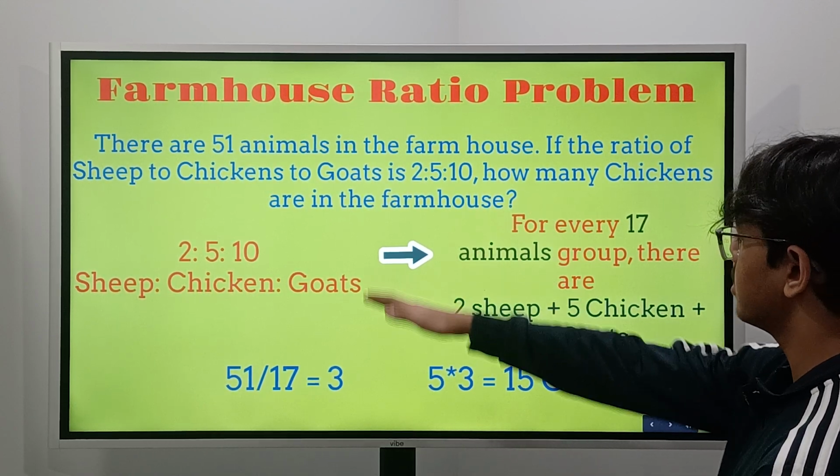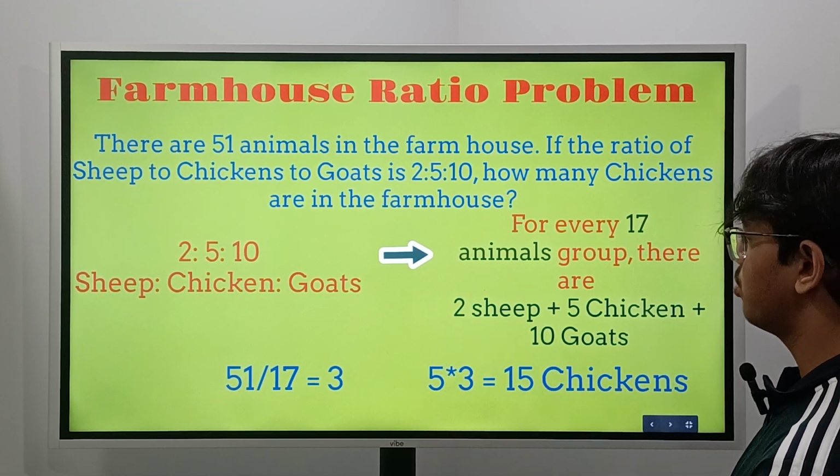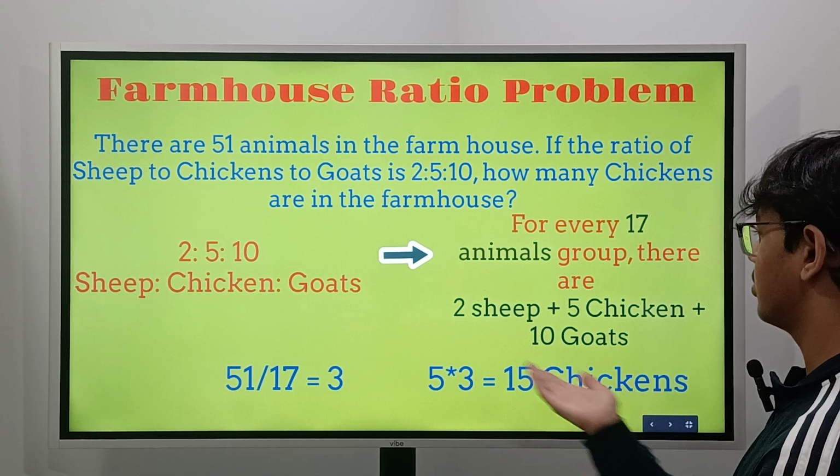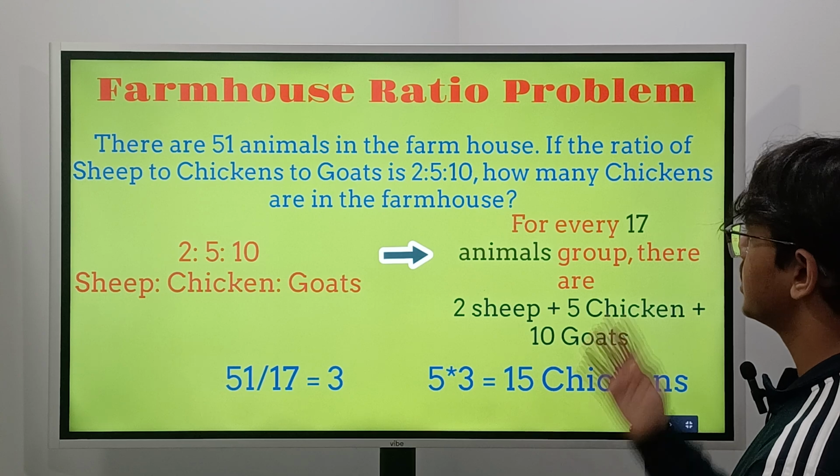And we can do a similar thing for goats. So if we just do 10 times 3, then we get 30 goats. For the sheep, if we do 3 times 2, we get 6. So we're going to have 6 sheep. So how many chickens are in the farmhouse? We have 15. So this is our second problem.